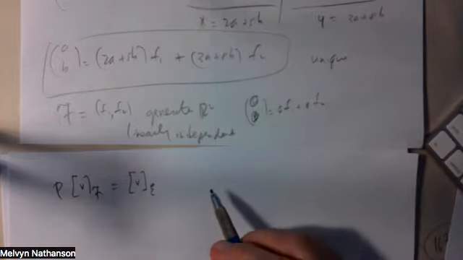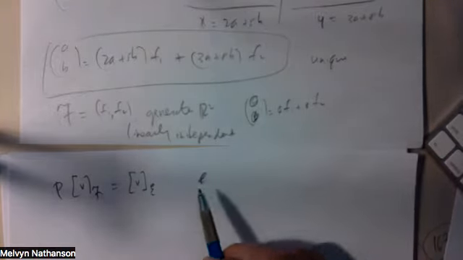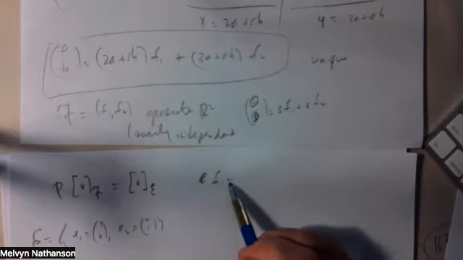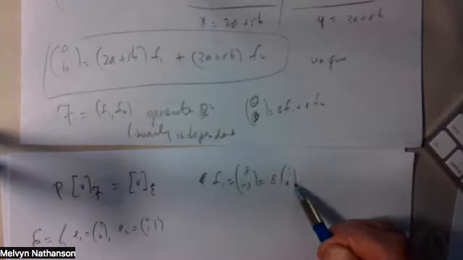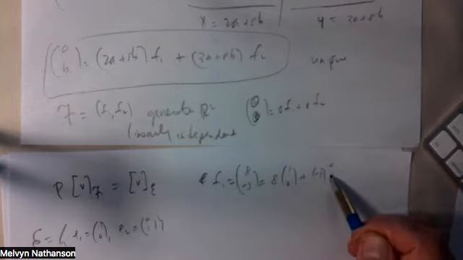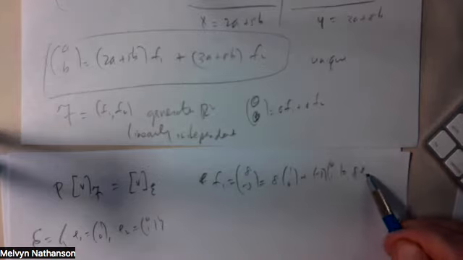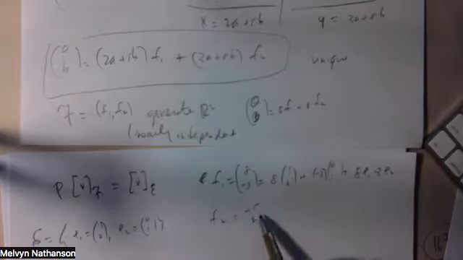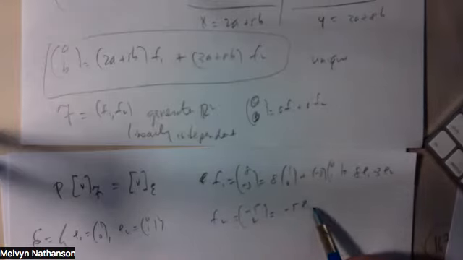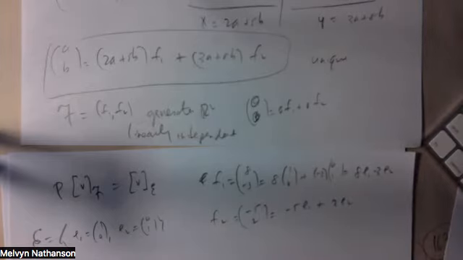Let's see, and how do I do that? Well, remember the standard basis E is just the basis E1 = (1, 0), and E2 = (0, 1). So the vector F1, which is (8, -3), is 8 times (1, 0) plus -3 times (0, 1). This is 8e1 - 3e2. And F2, which is (-5, 2), is -5e1 + 2e2.